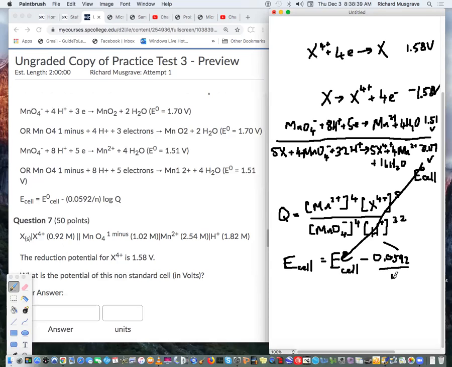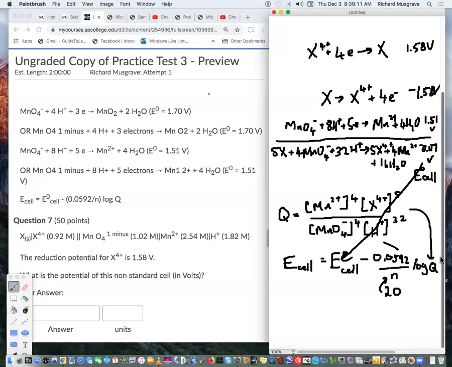Now the N value here is going to be 20. That's 4 times 5. That's whatever it took to make those electrons equal. And then it's log whatever we get for the Q here. And that's how you'll end up with your final answer. So as far as typing it in, we can put our E naught cell and then just do minus 0.0592 divided by 20, and we don't need any parentheses or anything, and then just hit log Q.